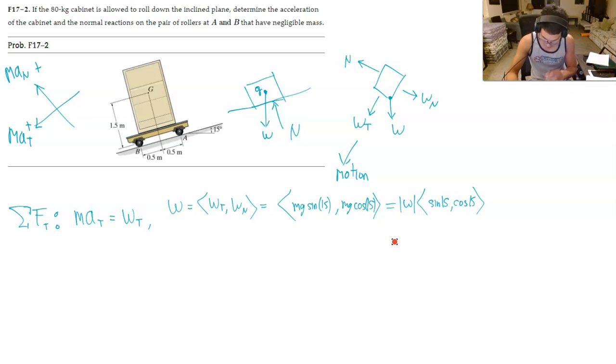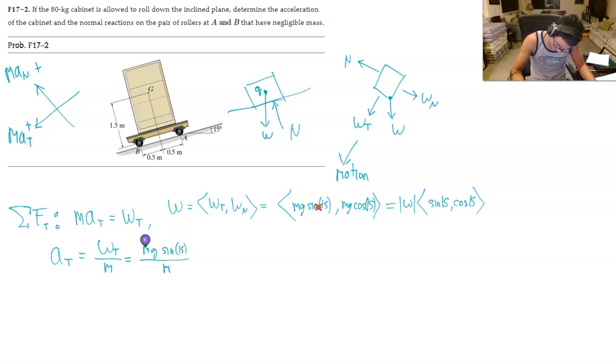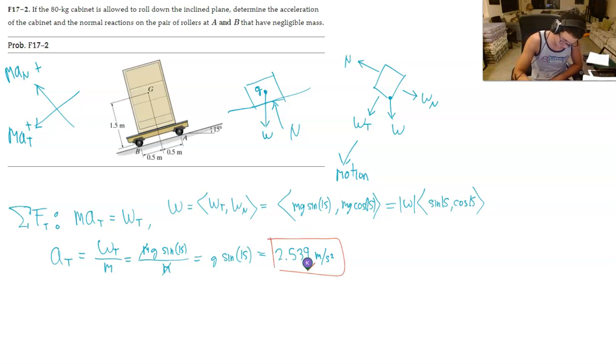Okay, so then I want a_t. a_t is going to equal W_t divided by m. W_t is going to be what? It's the same thing as mg sine 15 divided by m. See the masses cancel? So then we're left with just gravity times sine 15. And then I'll put this in the calculator. We know gravity to be 9.81, but we don't know what sine 15 is, and we also need to put them in the calculator to multiply. Okay, so we get 2.539 meters per second squared. And we should indicate that that's going in this direction, right? Okay, so that's our answer.